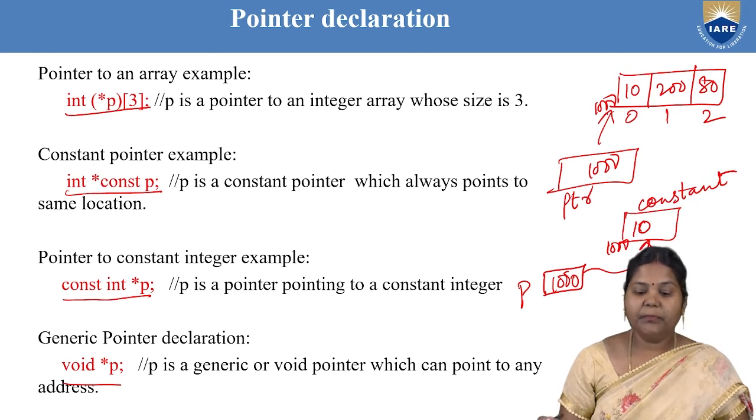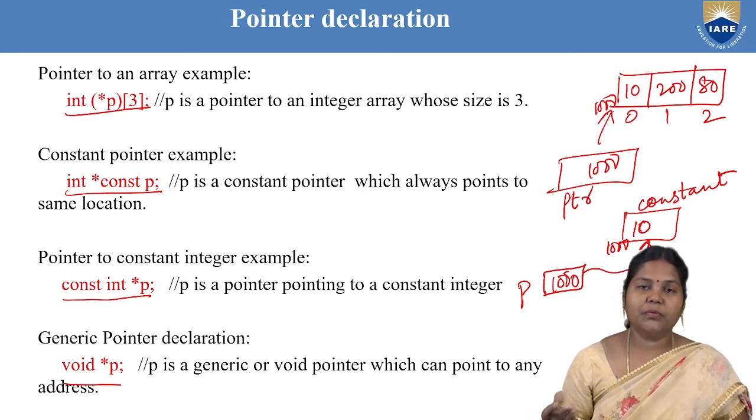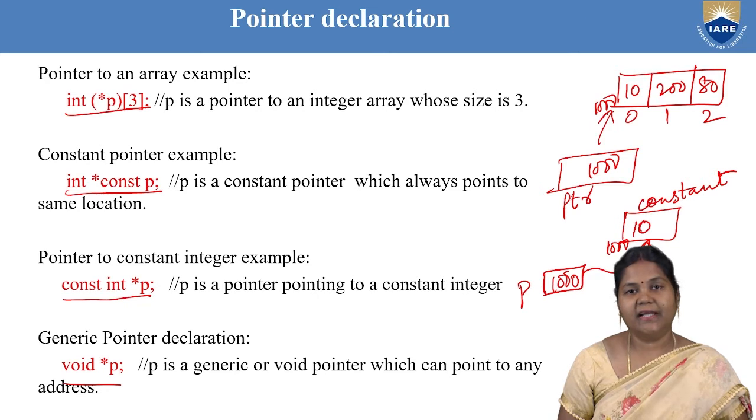Now, the generic pointer or void pointer is nothing but a generalized pointer which has no type. So, if you declare a generic pointer, then that pointer can be converted into any specialized type to store the address of different types of variables. If you want to store the address of an integer, it works as an integer pointer. If you are storing the address of a character, then it works as a character pointer and so on.